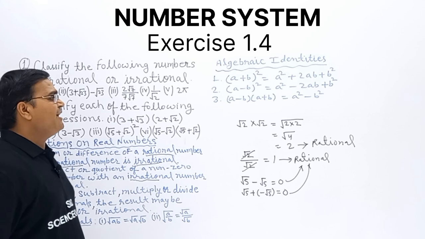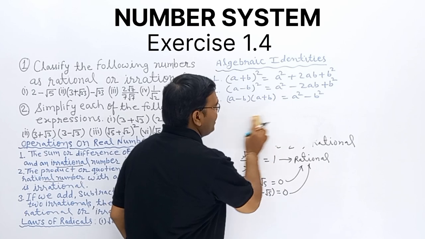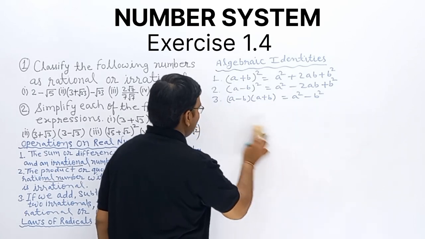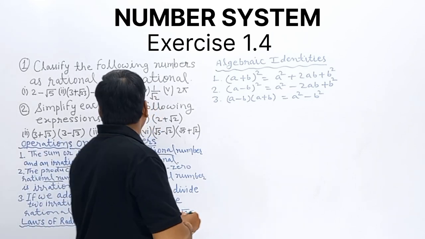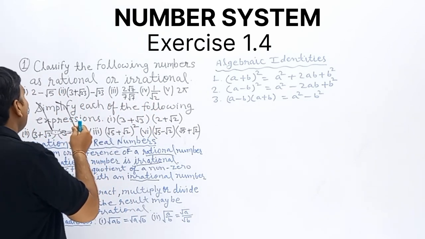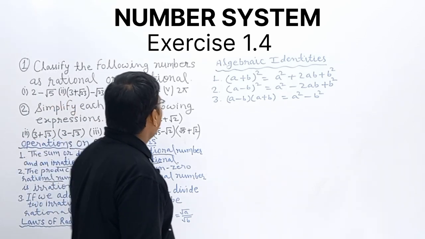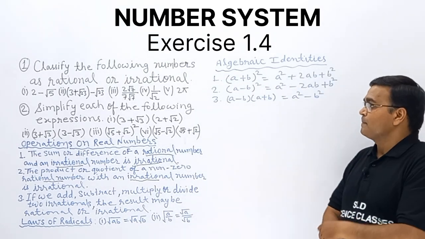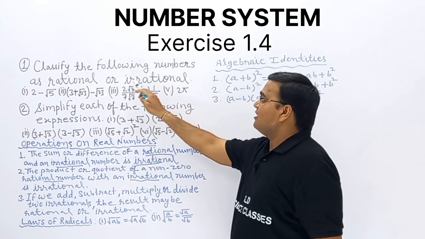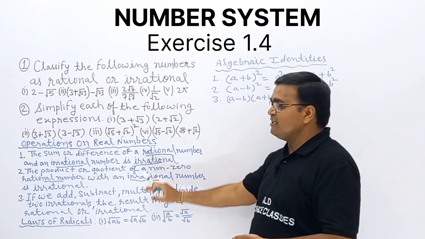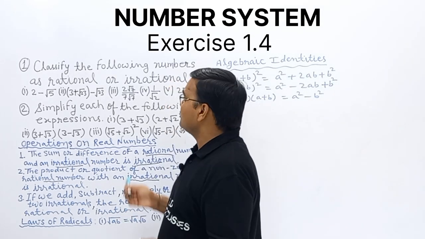So in this way, I explained all the operations on real numbers, and I hope you are getting these operations carefully. Now, what about question number 1? I am going to explain this question. Classify the following numbers as rational or irrational. By using these operations, we can classify.